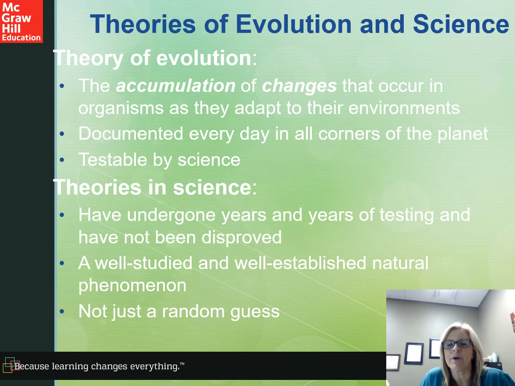This happens all throughout the planet. We actually use this as human beings to do things like make certain breeds of dogs. That's really just evolution. It's just change over time. Okay. And it is a proven theory.